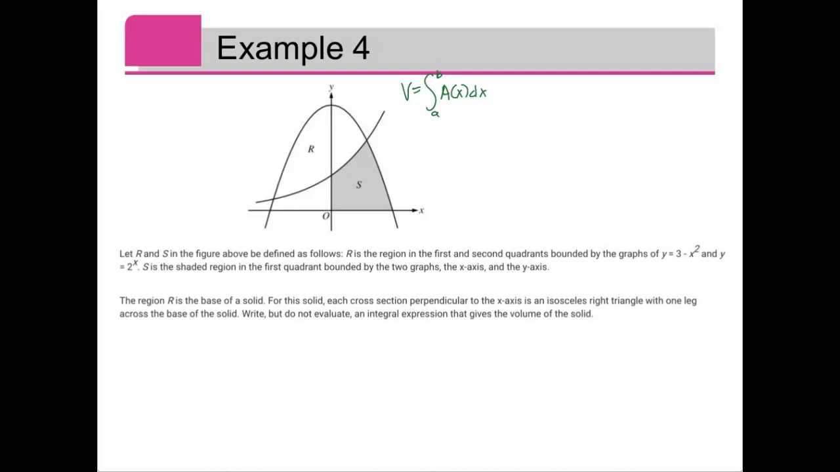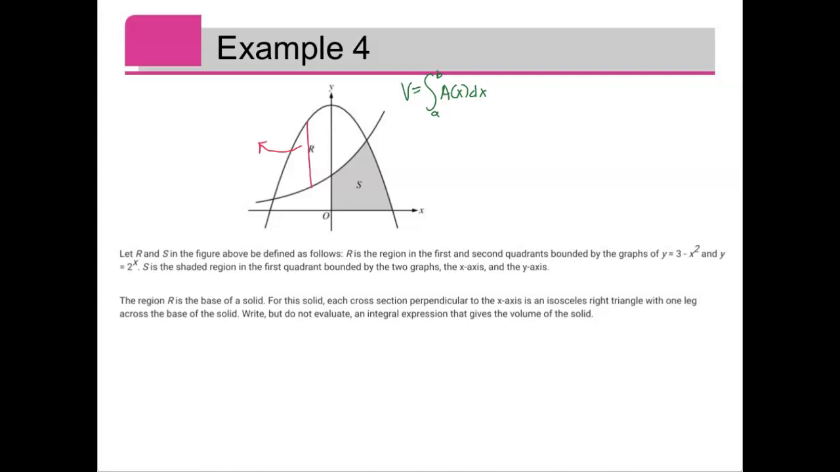And then it says each cross-section perpendicular to the x-axis. So I'm going to put an arbitrary cross-section in. Boom. If I cut into it like a slice of cake and I pull it out and lay it flat, it's telling me that it's an isosceles right triangle with one leg across the base of the solid. That means that when I pull this out, it's a right triangle. My cross section is a right triangle. Does that make sense?